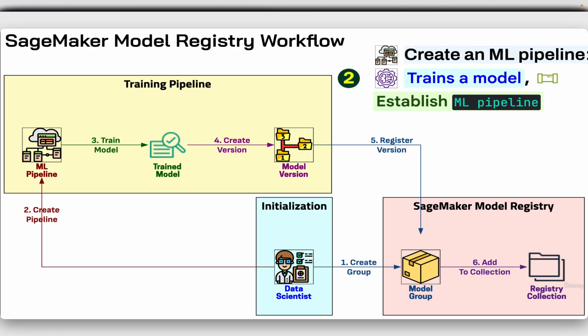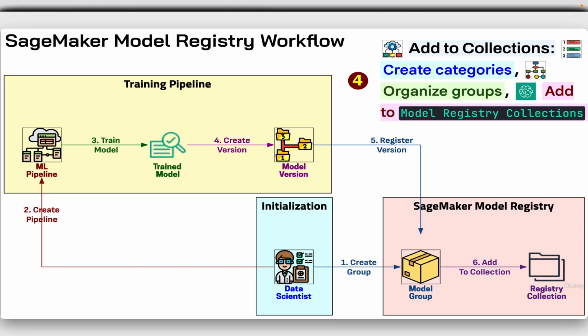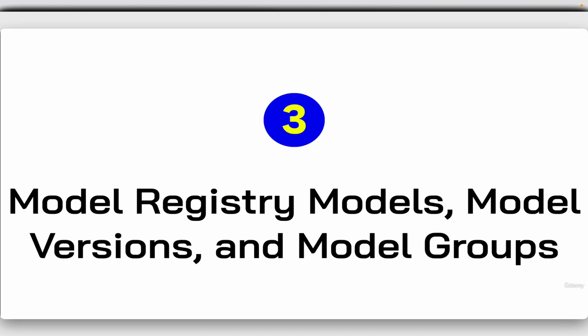Next, you establish the process by creating a machine learning pipeline that is responsible for training your model. For each execution of that machine learning pipeline, you create a new model version. You then register this specific version into the model group you established in the first step. Finally, you can categorize and further organize your resources by adding your model group into one or more SageMaker model registry collections.